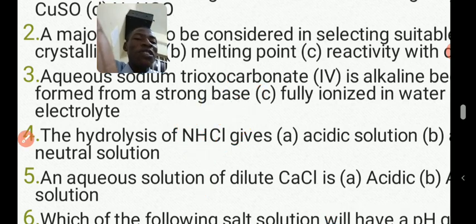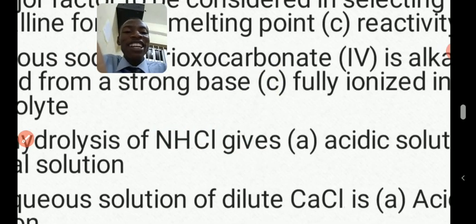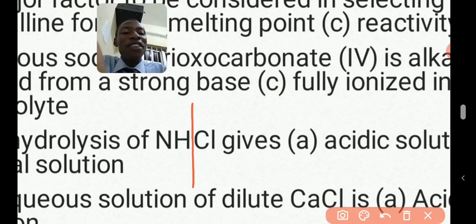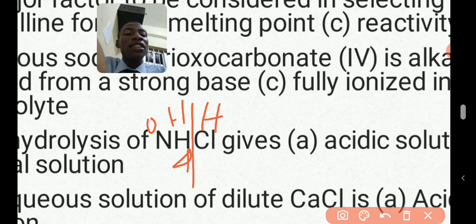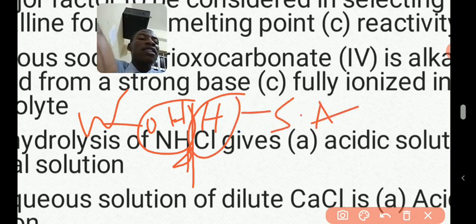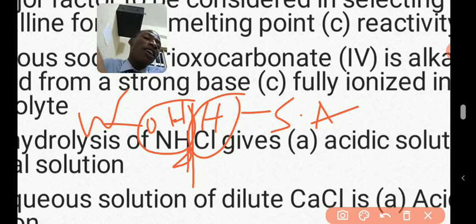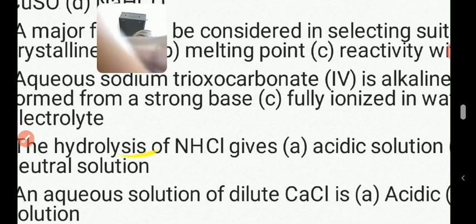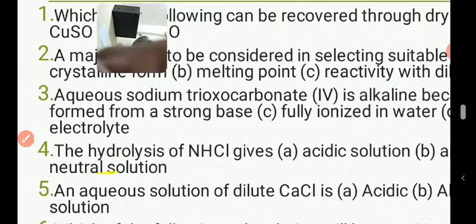So we have HCl and we have ammonium hydroxide. Ammonium hydroxide is actually a weak base, while HCl is a strong acid. So what do you expect of the solution? Should it be acidic? Should it be basic? Or should it be neutral? Of course, it's going to be acidic in nature.